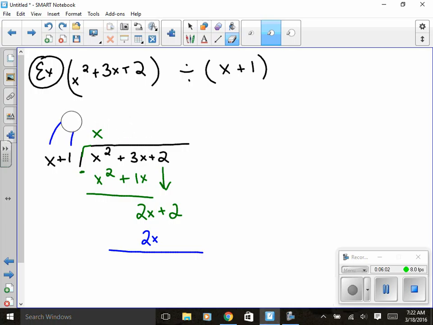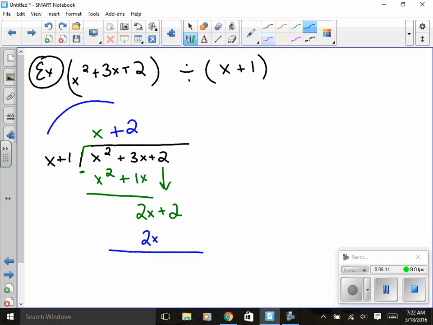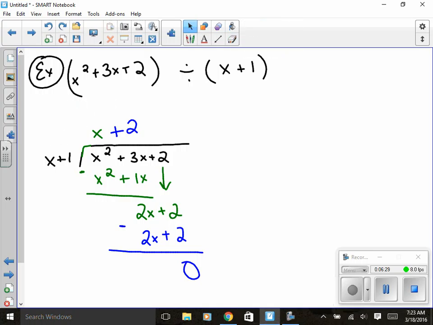So if I'm looking at that, I already have an x on the left, but I need a 2. So I'm going to put a plus 2. I'm going to go ahead and distribute, and that gives me that 2x, and then 2 times 1 gives me plus 2. I go ahead and subtract, and I have a remainder of 0. So what this means for me is that x plus 2 is my final answer.